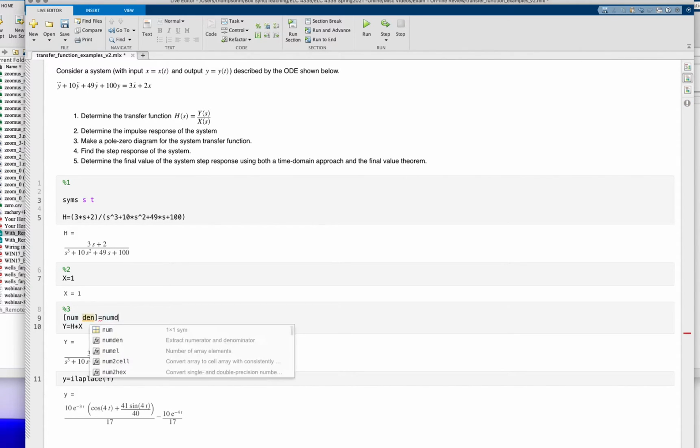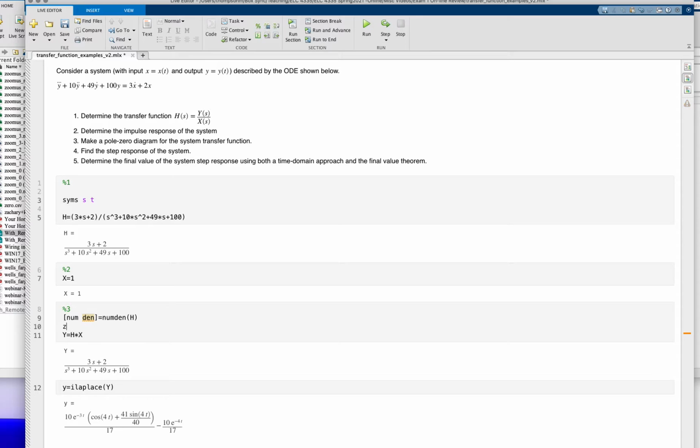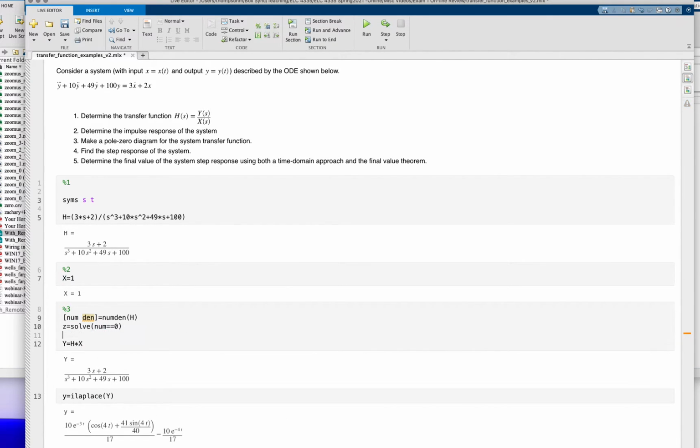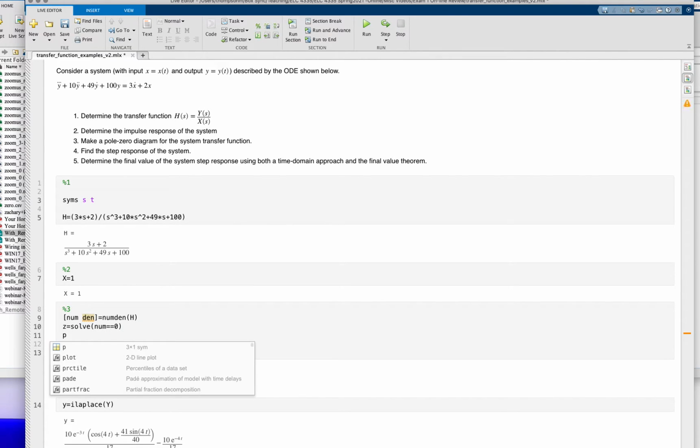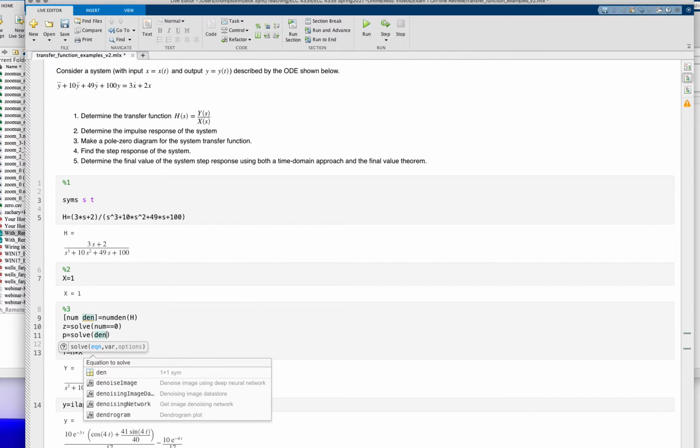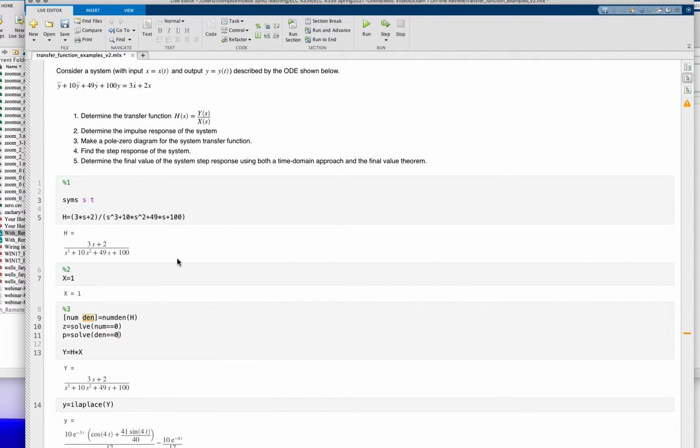You do num den of h to separate the numerator and denominator. If you want the zeros, it's just solving where the numerator is equal to 0. And then the poles, you solve where the denominator is equal to 0. And we rerun this.